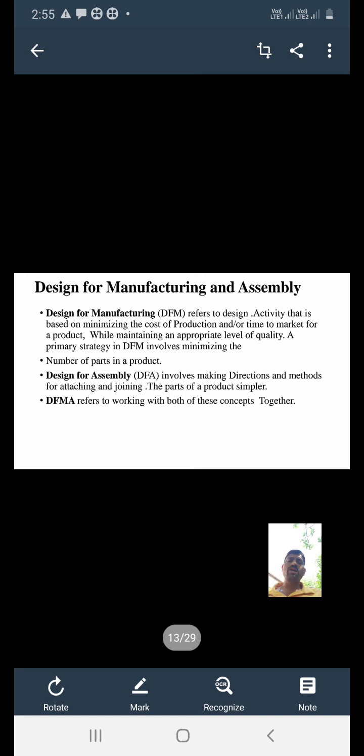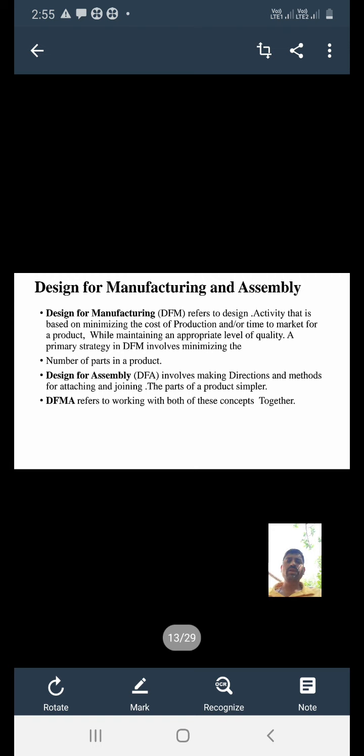You can also make use of your main project. There is one project given, and you have already done that project. You have done the design, you have done the manufacturing, you have drawn all the components, and you have made the assembly. With the help of that, you can make one case study on design for manufacturing and assembly. But before going on to that, you should know these things.